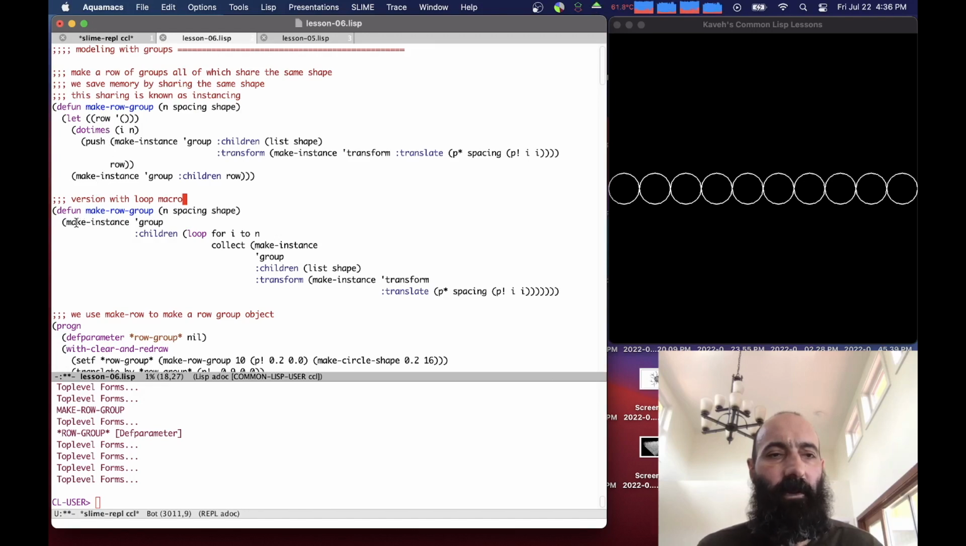So we just literally from the top say make instance a group. If children are going to be looped for I to n, collect, make instance a group, the children is the shape, and the instance, basically you scale it by the spacing so that it moves along in the direction that you specified. And then collect, remember, creates a list internally and returns it. So that list goes into the children of our main group.